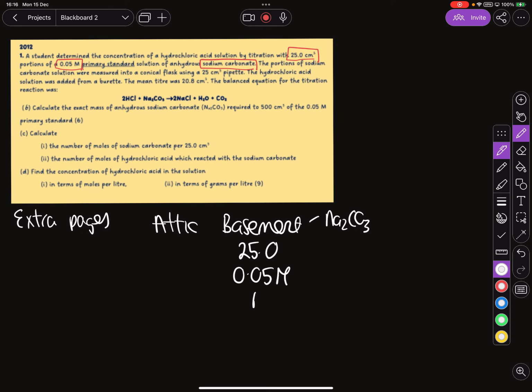So what are my other numbers that we have? We have 20.8 centimeters cubed. So that is definitely going to be going over here, 20.8 centimeters cubed. There's nothing else in there, and the other piece of information that we have is a ratio of 1. So this gets a question mark.